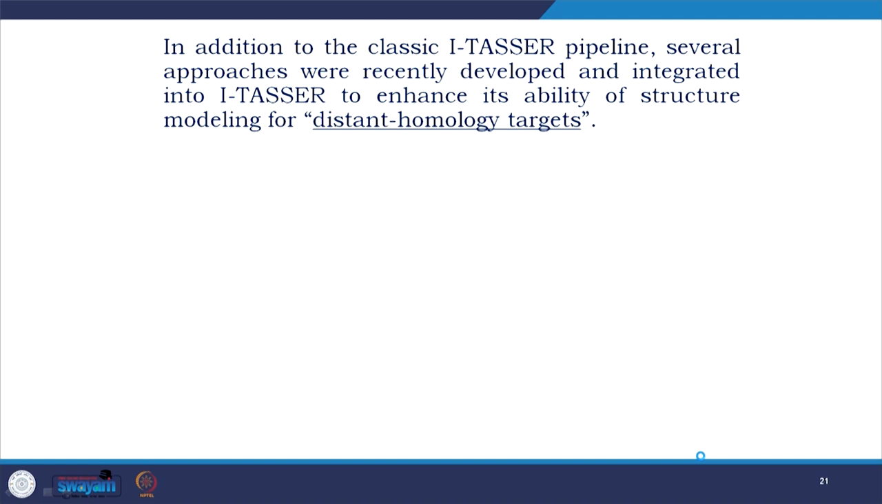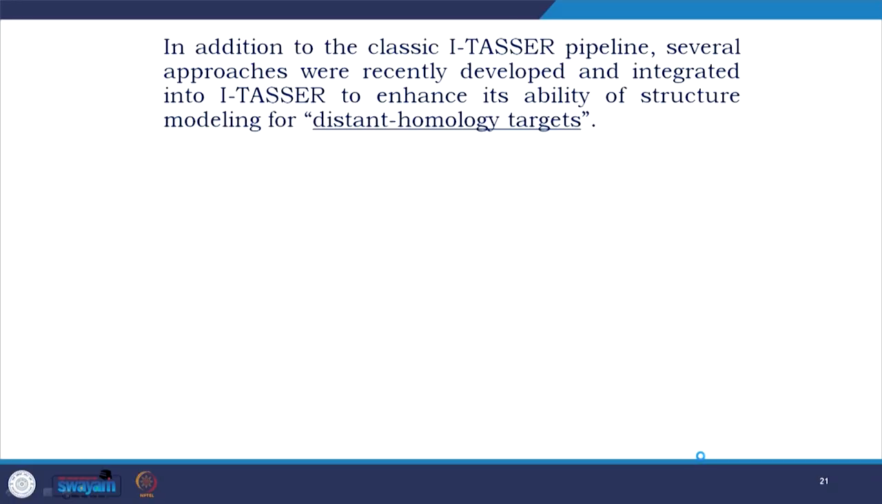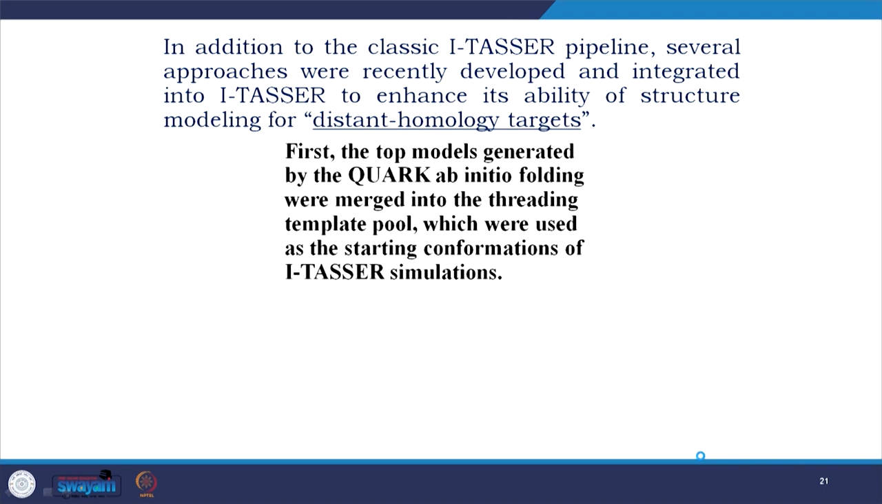What are distant homology targets? As you could understand, when those methods were first started, they were applied to the easy targets. So all the easy possible modeling is done. Now we have to do the difficult modelings. This we call distant homology targets. At first, the top models generated by the QUARK ab initio folding.